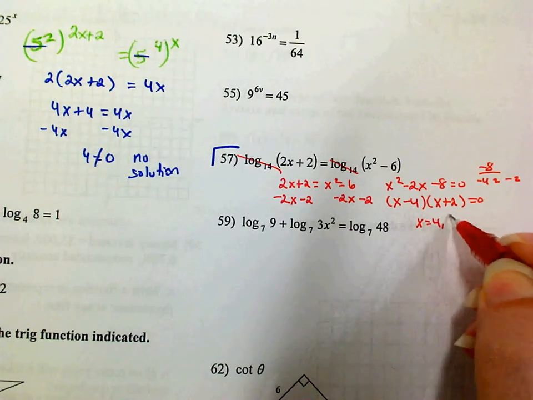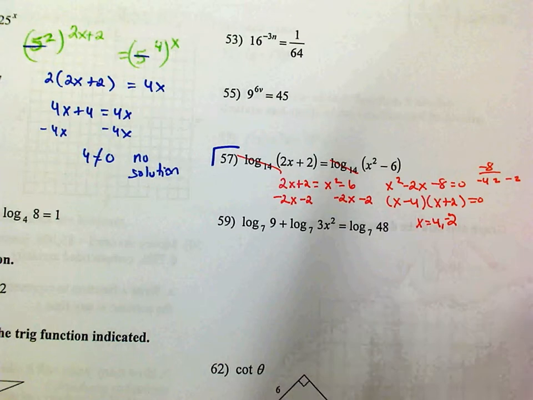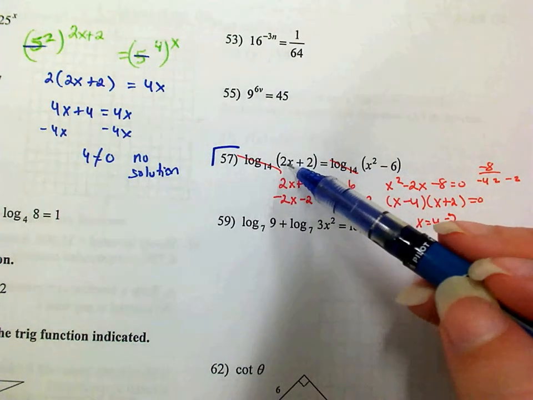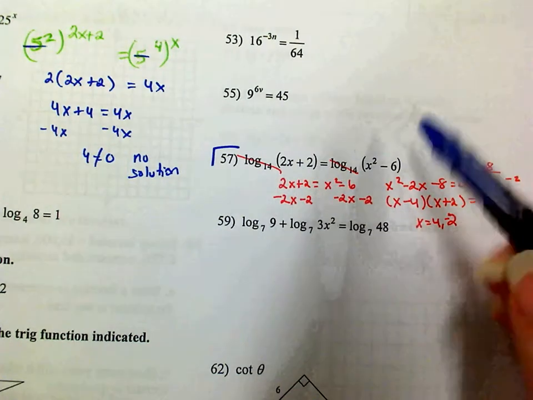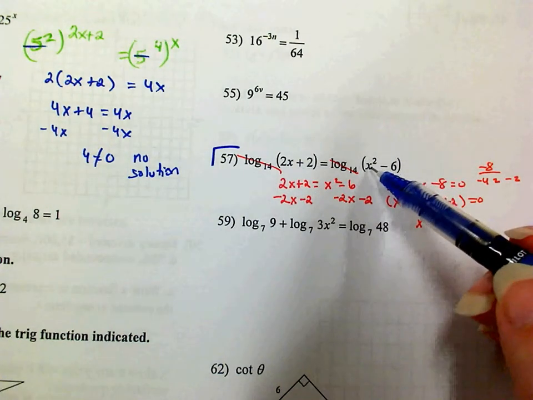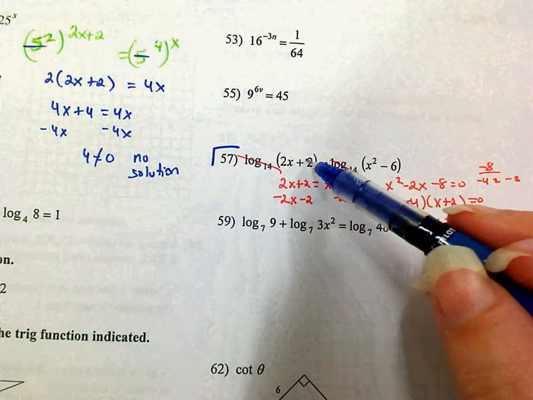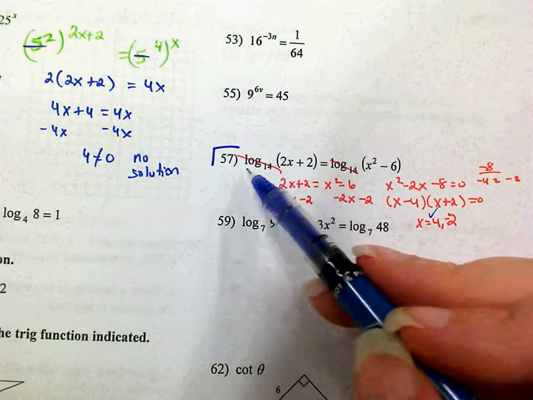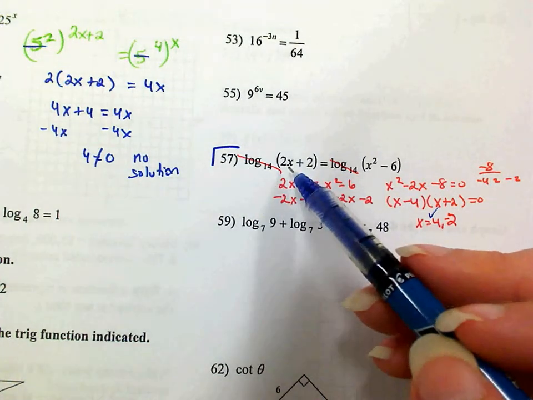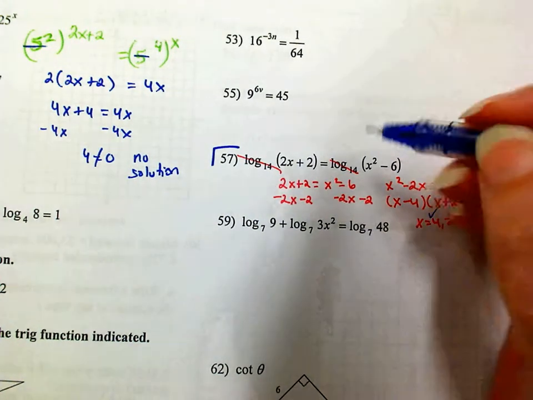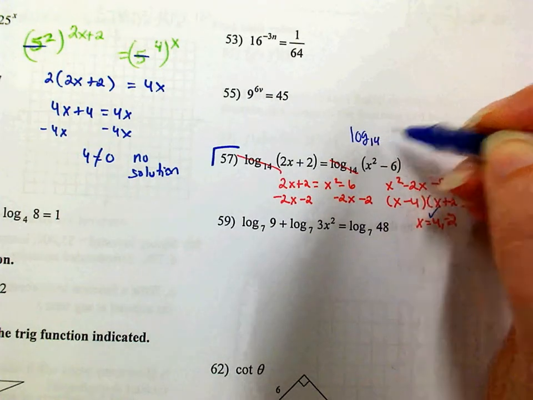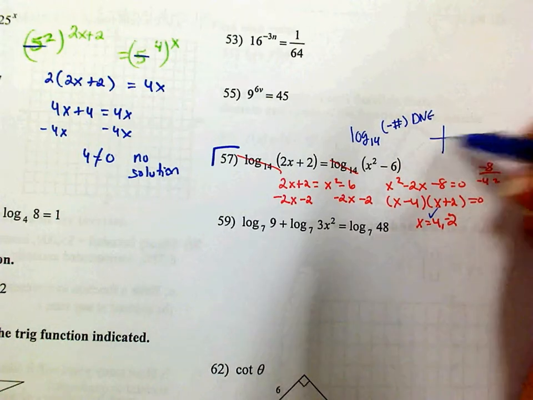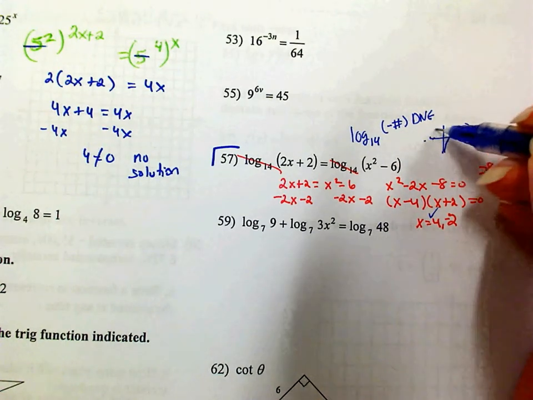Okay? But remember, you're not done until you've checked your answer. So if I plug in a 4, I've got 2 times 4, which is 8, plus 2, which is 10. If I got 4, that's 4 squared is 16, minus 6, that's 10. Log of 10 equals log of 10, that's correct. Now let's do negative 2. Log base 4 of 2 times negative 2 is negative 4, and negative 4 plus 2 is negative 2. Remember, logs of a negative number do not exist, because they have that horizontal asymptote. They don't exist anywhere over here. So, that's an extraneous solution.